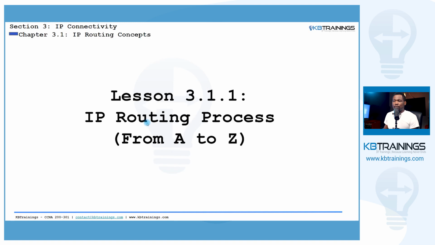So this is chapter 3.1, and the first lesson, which is lesson 3.1.1, we're going to cover the IP routing process in general. This is an overview of the travel or the journey of an IP packet from the source to the destination, or from the origin to the destination. This is going to give you just an idea of what we will be able to accomplish after we are done learning this whole section, and exactly how the router and all the devices involved will make a decision to bring a packet to its destination.